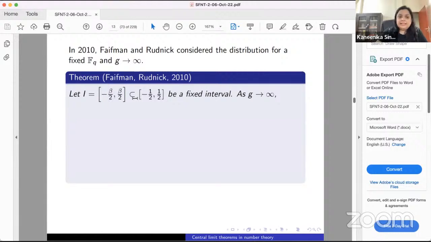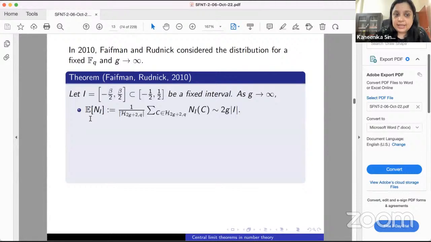Let I be a fixed interval in minus half to half of the form that I mentioned to you before, a symmetric interval. Actually, in general, you don't necessarily have to take a symmetric interval, but the calculations are nice to write in this way. But the main thing is it's a fixed interval. As g goes to infinity, the expected value of the counting function, which counts the number of angles corresponding to zeta zeros lying in the interval I, is asymptotic to 2g times the length of I. So we have asymptotics for the expected value of n sub I.